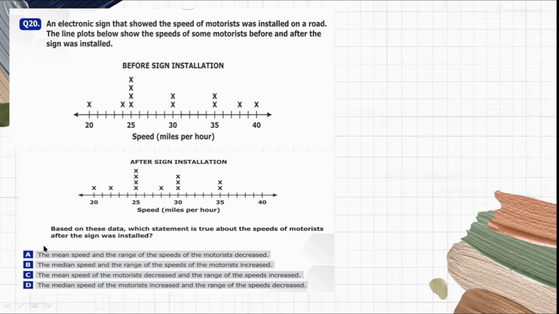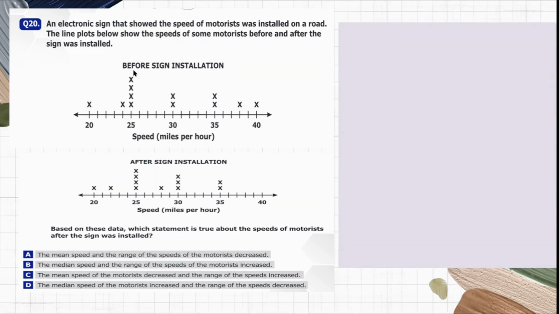So the options are: A, the mean speed and the range of the speeds of the motorists decreased. Option B is the median speed and the range of speeds of the motorists increased. C, the mean speed of the motorists decreased and the range of the speeds increased. D, the median speed of the motorists increased and the range of the speeds decreased.